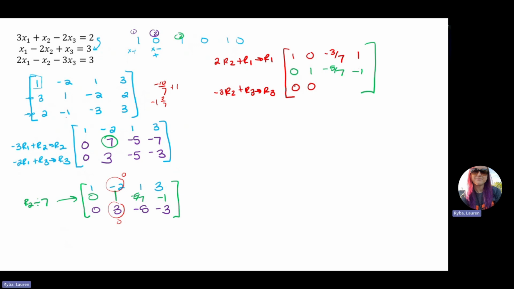And then I'm going to repeat with the bottom row. So -3 times 1, -3 cancels out with a +3. -3 times 5/7, 15/7. That's 2 1/7, right? And then I want to take away 5. That's -3, but then I need to add 1/7.